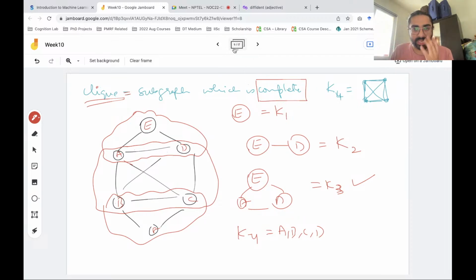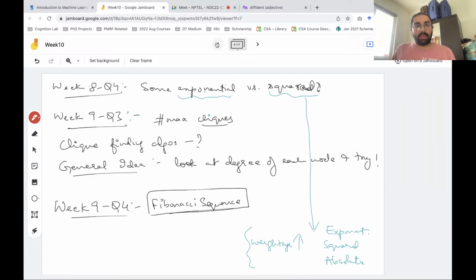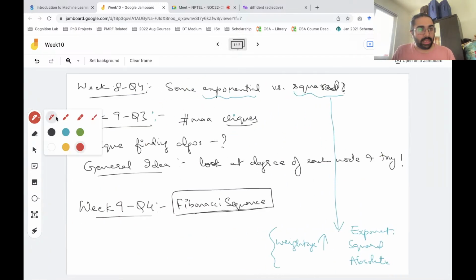So your particular K3 is complete because every possible edge is a part of this EAD subgraph. Yeah. Okay, got it. Thank you. Yeah. Okay. Right. So that's question 3.